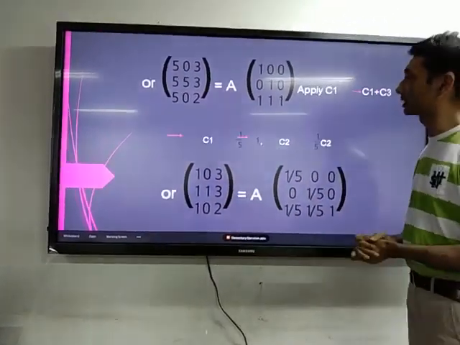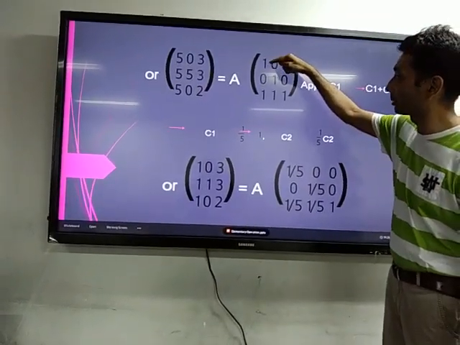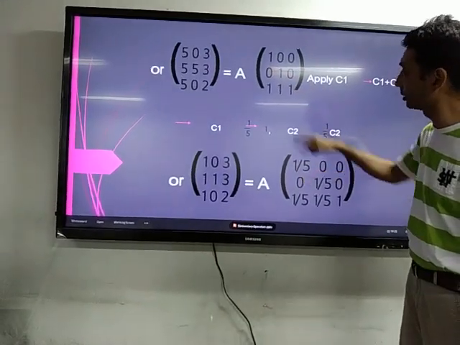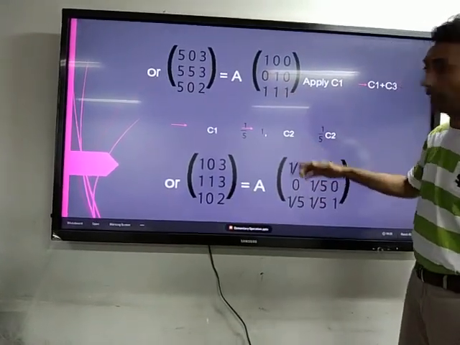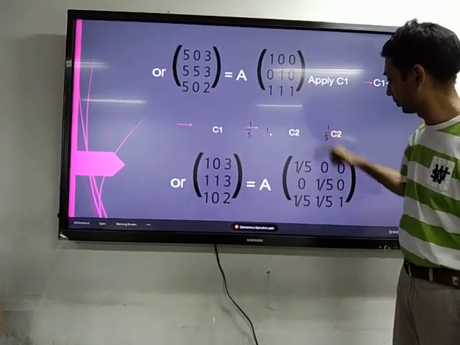Similarly we will be following the same rule for the right hand side matrix. So we will be dividing 1 by 5, so it's 1 by 5. We will be dividing 0 by 5, so 0, and 1 by 5 is 1 by 5. And similarly, there will be changes on the second column. It will be 0, 1 by 5, 1 by 5.